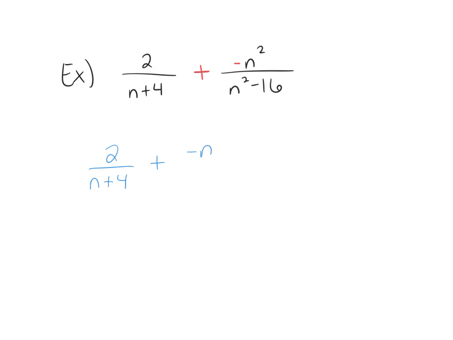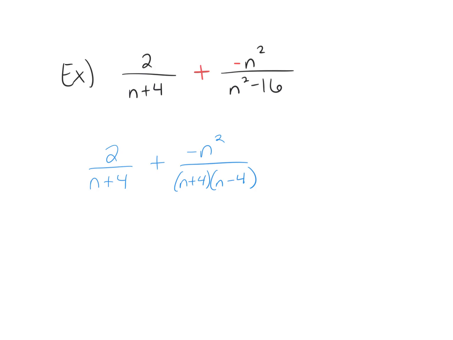So I have a negative n squared on the top. What can I do with this? It's one of those special ones. Factor. How? It'd be turned into n plus 4 and n minus 4.